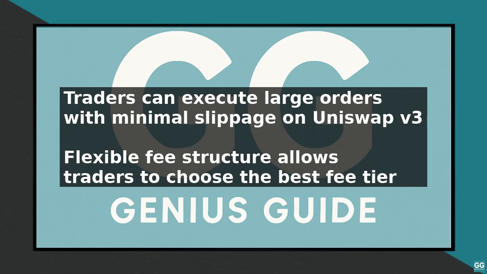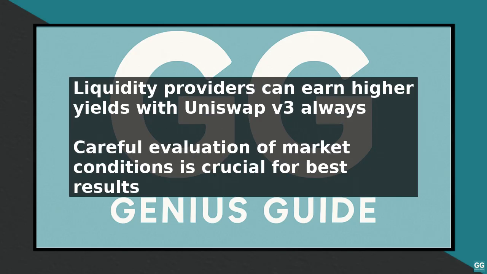To illustrate the benefits of Uniswap V3, consider a practical example. Suppose a trader wants to execute a large order for a relatively illiquid token. By using Uniswap V3, the trader can take advantage of the protocol's concentrated liquidity feature to minimize slippage and execute the order at a more favorable price. Similarly, a liquidity provider can use Uniswap V3 to allocate capital more efficiently and earn higher yields, while also reducing their exposure to unnecessary risk.